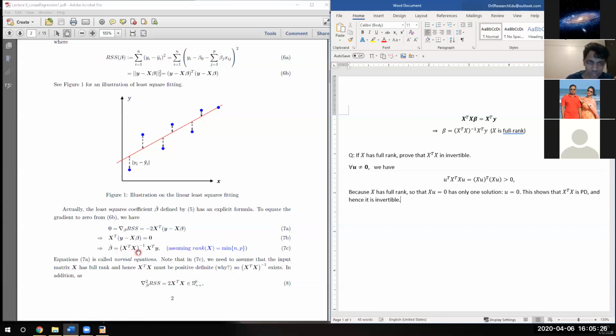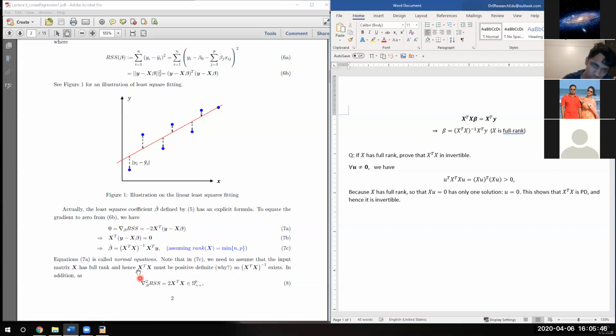Of course, this one exists. Another thing is if we have a look at the Hessian matrix, which means the gradient of the gradient of the RSS. We take a derivative here with respect to beta again. What do we have? We have nothing but XTX, right?